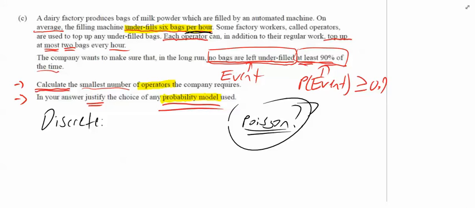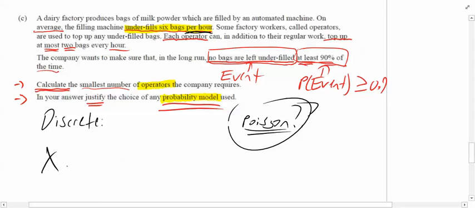So what we're really interested in is the number of bags. So our variable X is going to be the number of underfilled bags per hour.